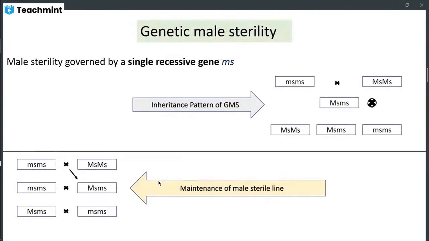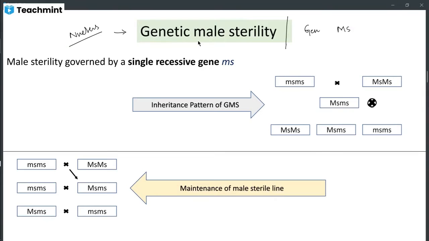Coming towards genetic male sterility. Male sterility, as I told you, is governed by some genes which are located in different parts of the cell. So based upon its location, if it is located in the nucleus, we call it genetic male sterility. Genetic male sterility also has another name. Can anyone say it?